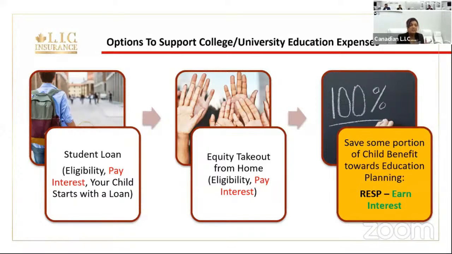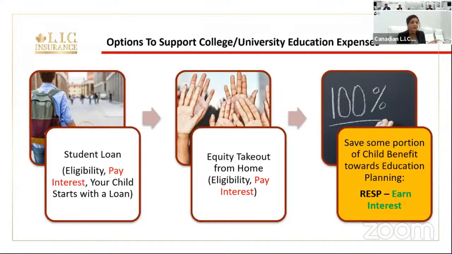So that means if the parents have a higher income, the child doesn't qualify for the student loan. So that's a very big hassle. We cannot rely, down the road 15 years, 20 years when my kids are going to university, that okay, I have that student loan option. So for me, I would say it's a very bad option.